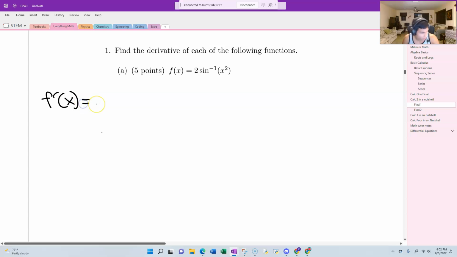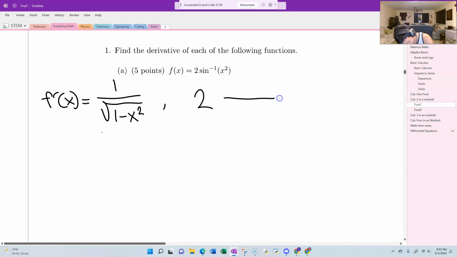F prime of x for sine inverse of x is equal to 1 over the square root of 1 minus x squared. Okay. So if we apply the same thinking and logic here, we would see that we can leave the 2 on the outside, right? And then this top over here is actually going to become 2x.